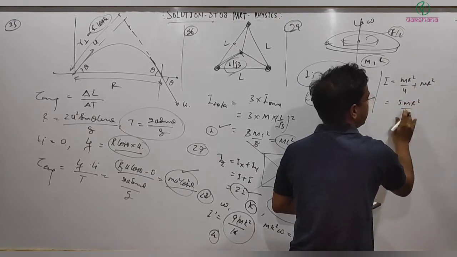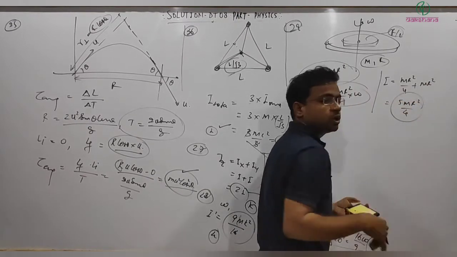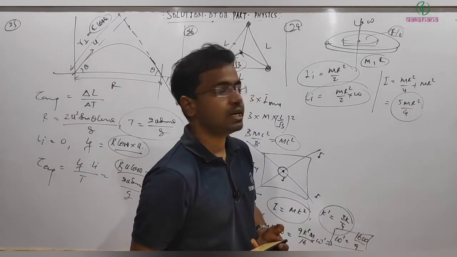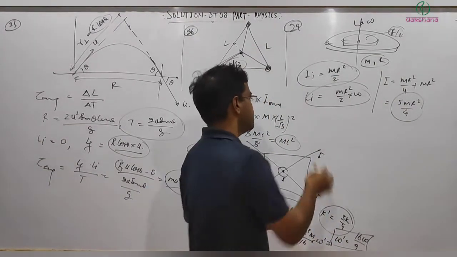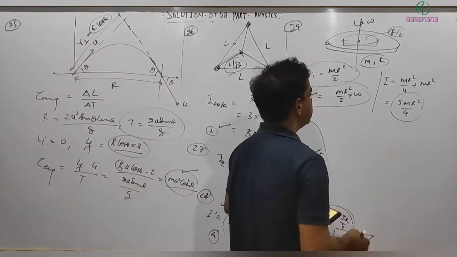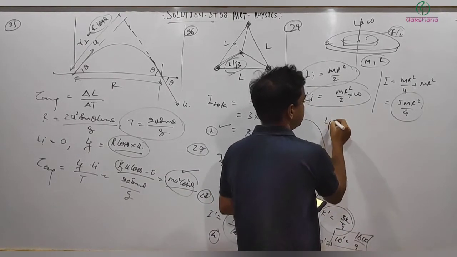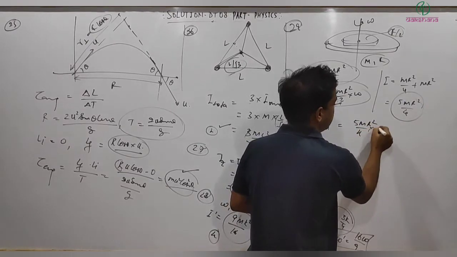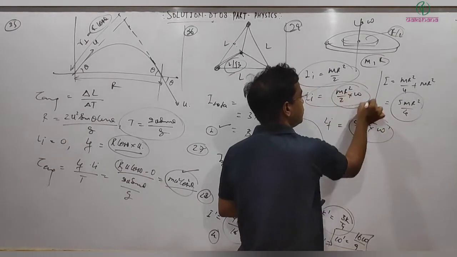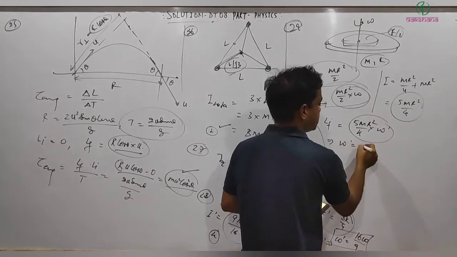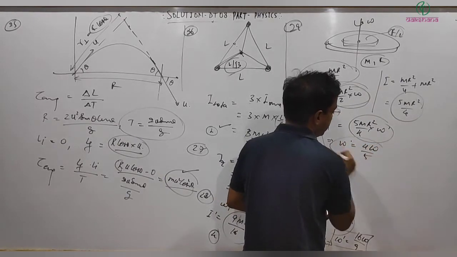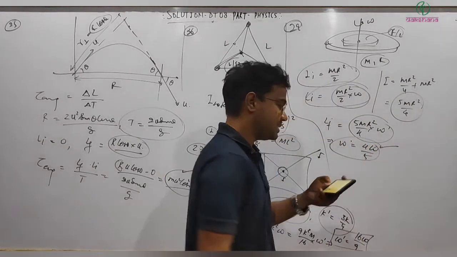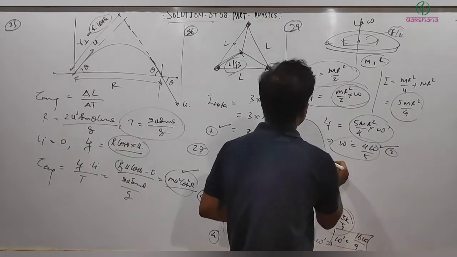Because the moment of inertia has changed, angular momentum must remain conserved, so angular speed must change. So that means L final should be equal to what? 5 mR square by 4 multiplied by omega prime. This must be equal to that, and this implies omega prime is equal to 5 omega by 4. That is the answer to this problem, matches with option number 2. Next, question number 30.